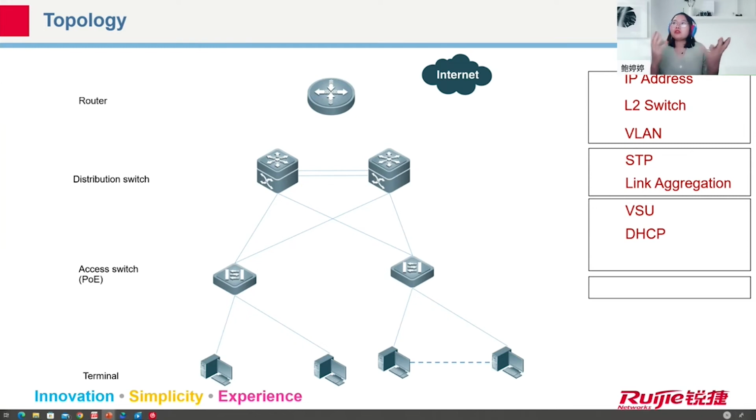And another one: if in your network you have lots of terminals, or maybe in the wireless network, how do we allocate the IP addresses for the terminals? We will use DHCP. And then all the terminals reach the destination through the gateway. If one gateway is broken, the terminals in that segment cannot forward traffic out. So to improve the high availability of the gateway, we will use VRRP technology.